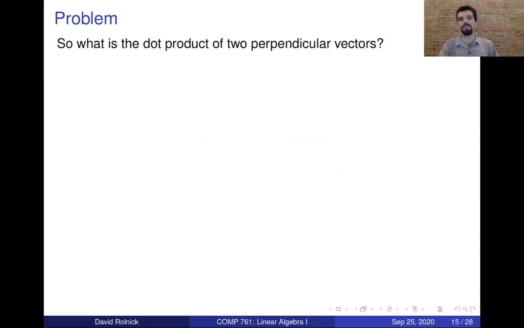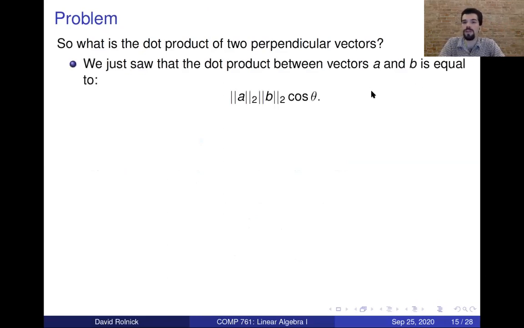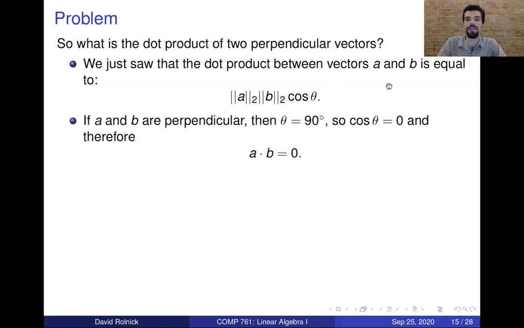Okay. So what is the dot product of two perpendicular vectors? Yep. The dot product is just 0. We've seen that the dot product is equal to the norm of one times the norm of the other times the cosine of the angle. If a and b are perpendicular, then the angle is 90 degrees, so the cosine is equal to 0, and therefore a dot b is equal to 0. This is extremely important.